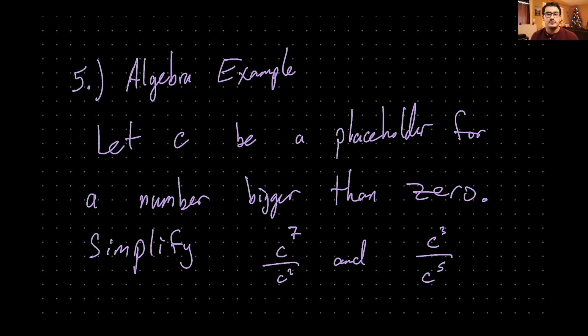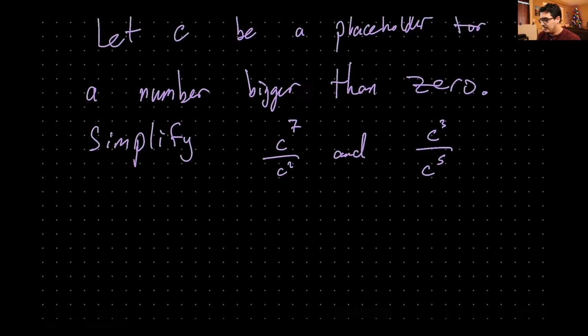So in math, we use a lot of placeholders or symbols, but we're always talking about numbers. So in this example, I want you to think about choosing the letter C to be a placeholder for some number. Let's say some positive number. So let's go ahead and evaluate or simplify these two fractions.